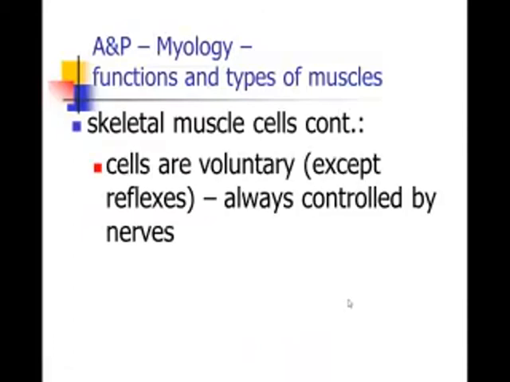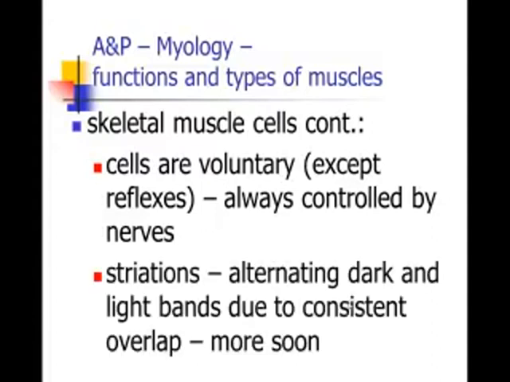The cells are voluntary, and there is an exception. That would be with reflexes. Reflexes are not voluntary, but they're always controlled by nerves. So if you were to cut the nerves to a skeletal muscle, or an organ that's primarily skeletal muscle, let's say the biceps brachii, it won't contract. The contraction phase will not happen because the nerves are required. There's no self-excitation. We'll see that there is self-excitation in the other muscle types.